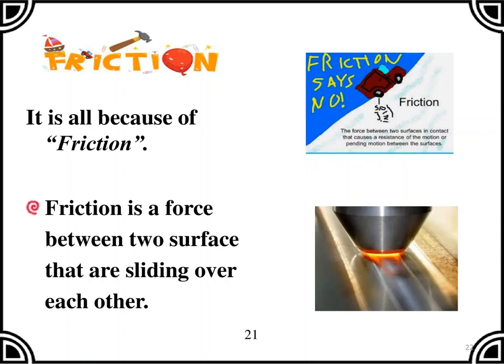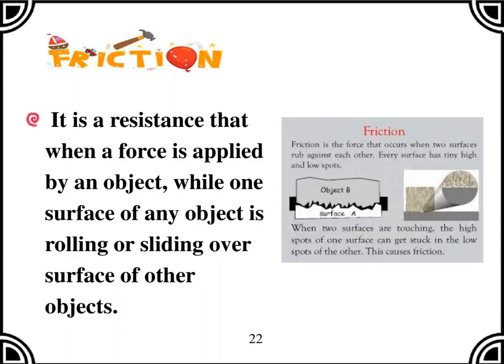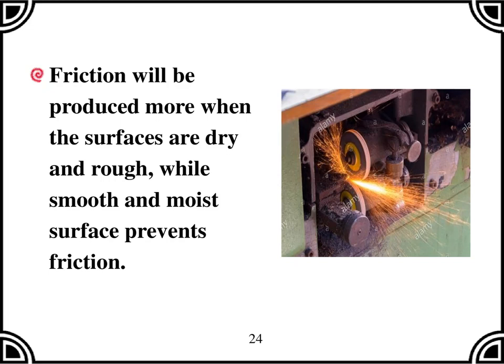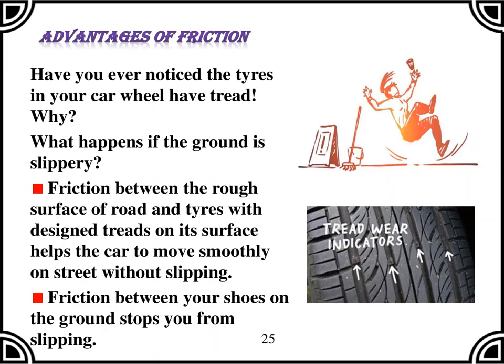Friction is a force between two surfaces that are sliding over each other. It is a resistance that arises when a force is applied by an object, while one surface of any object is rolling or sliding over the surface of another object. In other words, friction is produced when one body opposes the motion of another body by using force. Whenever there is friction, heat energy will be produced. Friction will be produced more when the surfaces are dry and rough, while smooth and moist surfaces reduce friction.